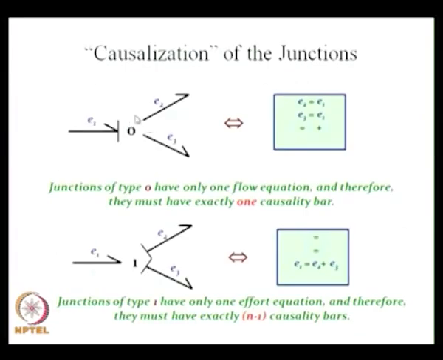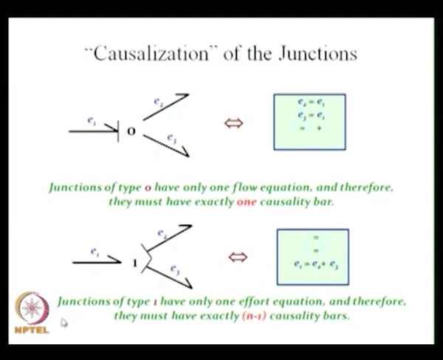The final one is the causality for the junctions, 0 and 1 junction. As I told you, the 0 junction is a common effort junction. So there can be only one effort coming into this junction, and this is the effort coming in with one stroke over here. All other bonds will be without a causal stroke on this end, and they will have a causal stroke on the other end. That is the causalization of the 0 junction. Junctions of type 0 have only one flow equation, and therefore they must have exactly one causality bar.